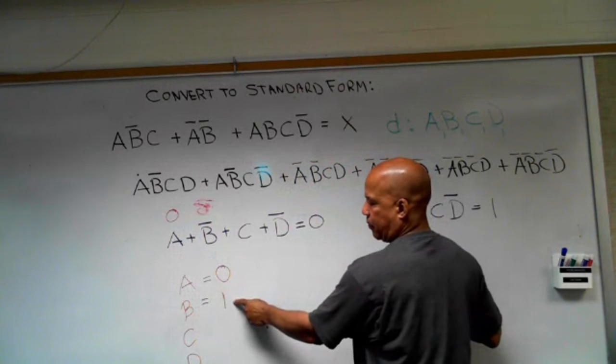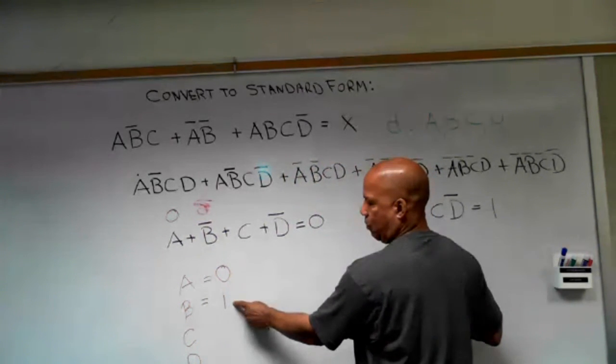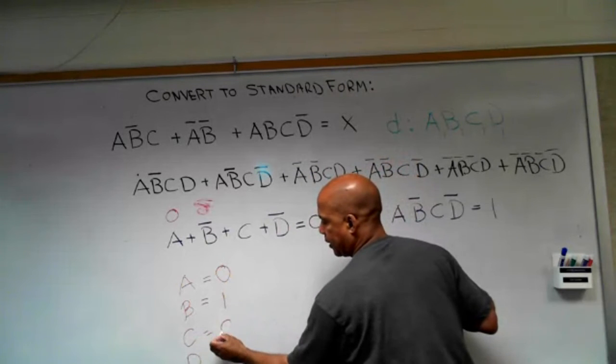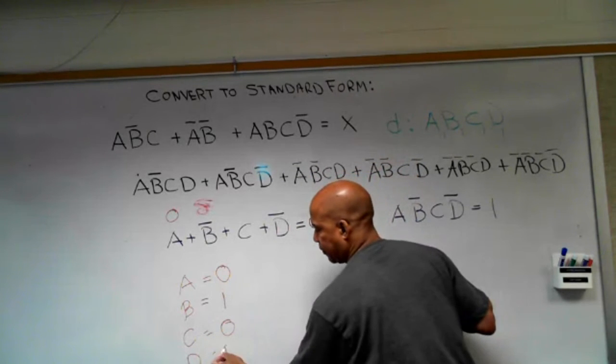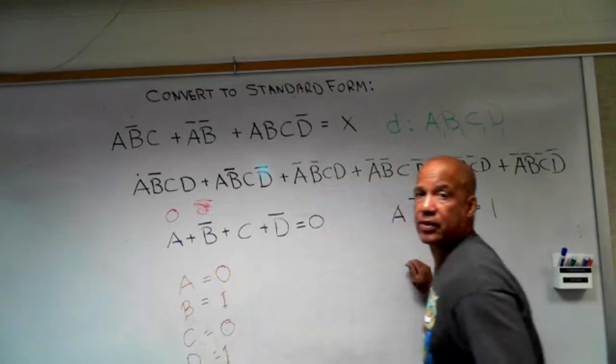So A needs to be a 0. B needs to be a 1. C needs to be a 0. And D needs to be a 1. Everybody see what game we're playing? See what we're doing?